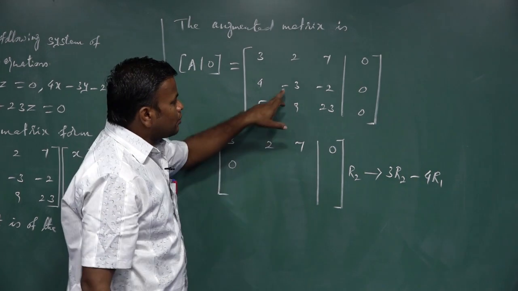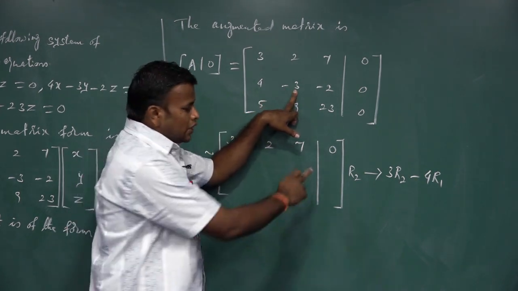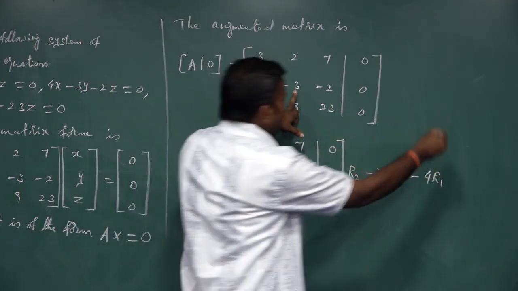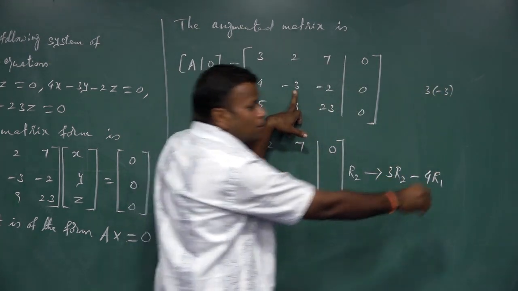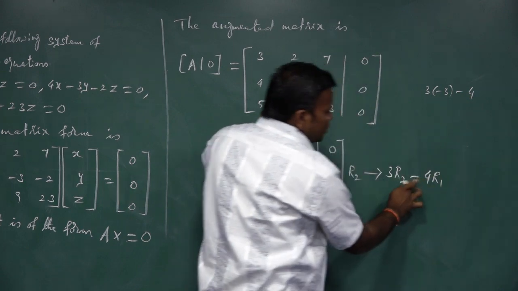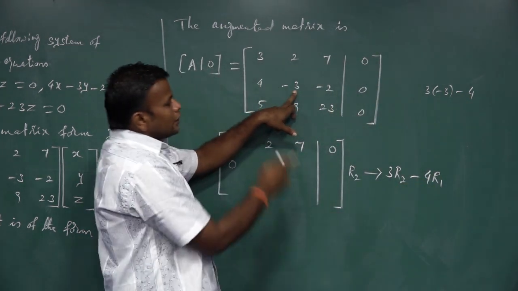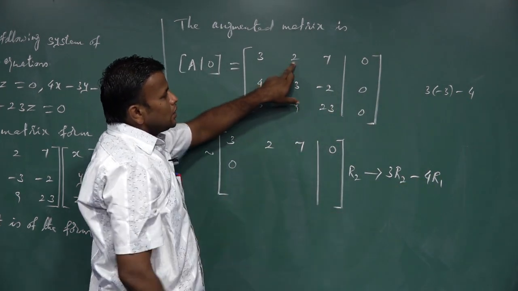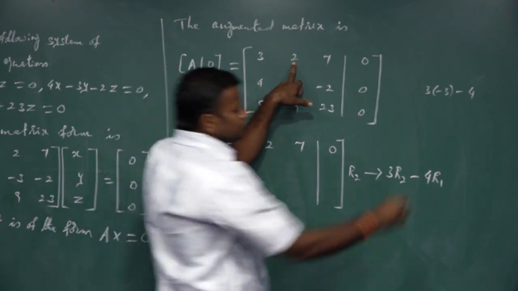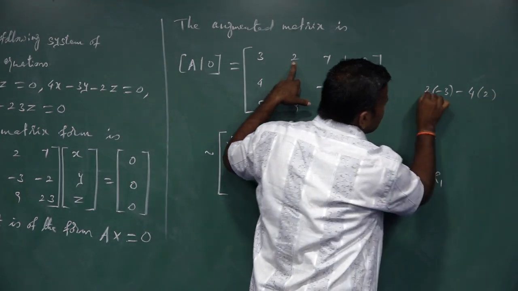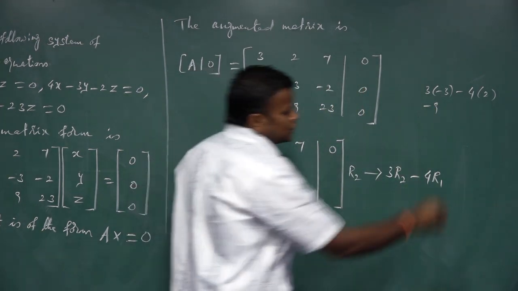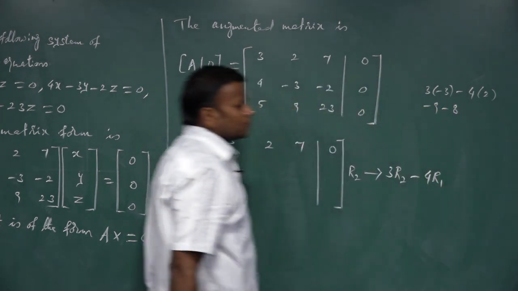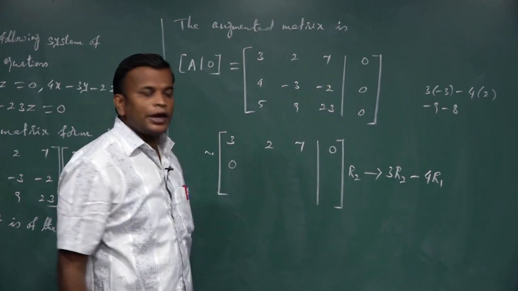Next, the number is minus 3. We write R2 as 3 R2, so I write here 3 into minus 3, minus 4 times the corresponding element of R1, which is 2. 3 into minus 3 is minus 9, minus 8. Minus 9 minus 8 is minus 17.